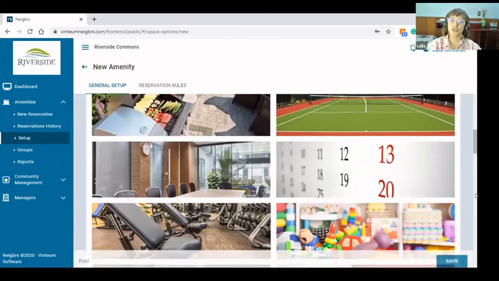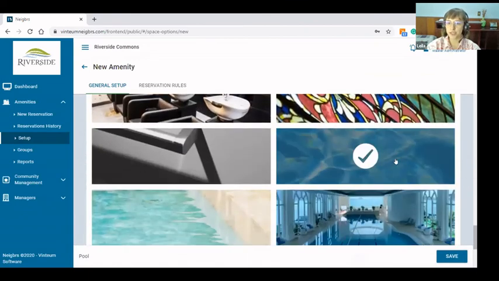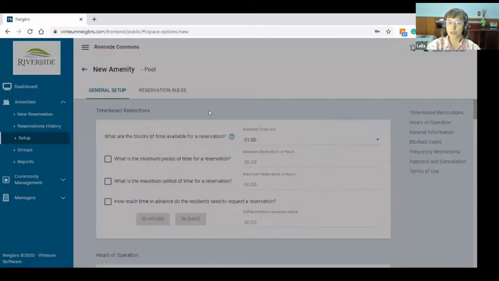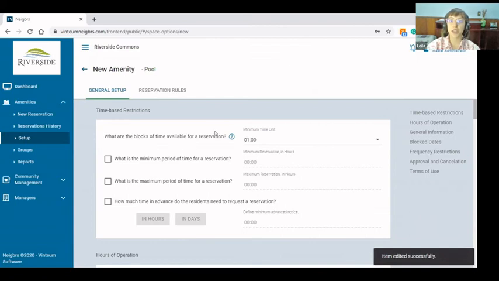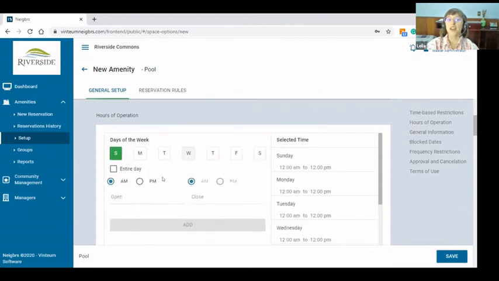I would then choose from these beautiful images that we have. So we have one of a pool now. So this beautiful water here, and save that. So I've set up the basics already. And now what I can do is choose the specific rules. And you can go as much into detail as you want. How long are the reservations? How much time in advance do they need to request? And then, quite important, the opening hours.